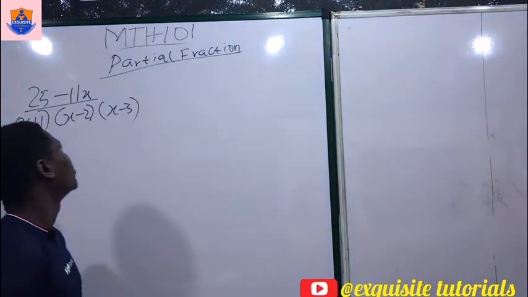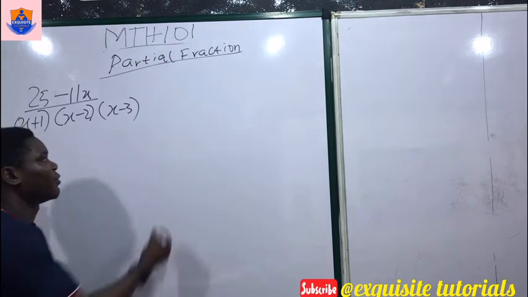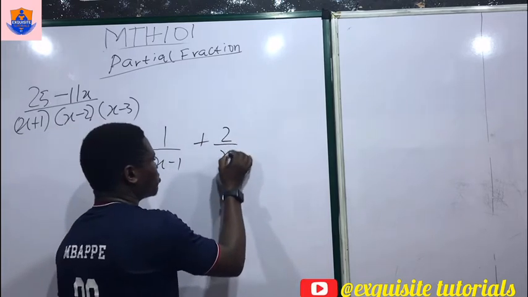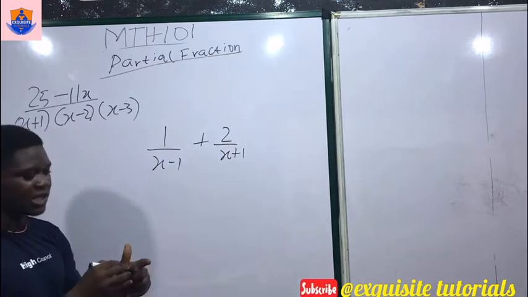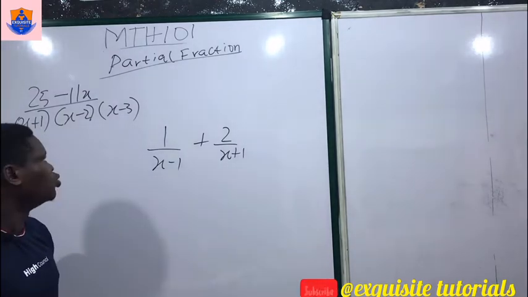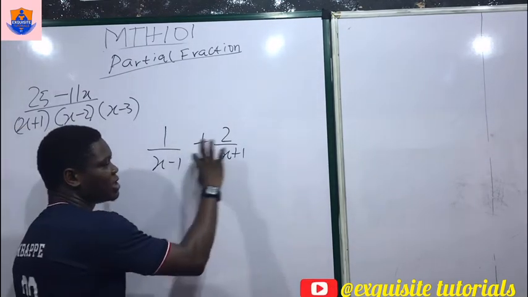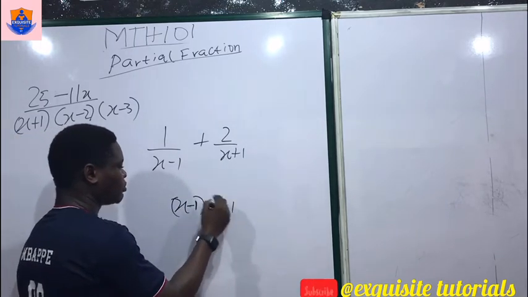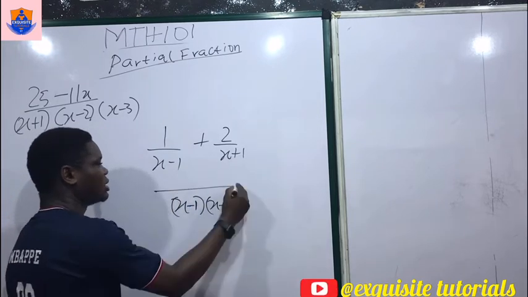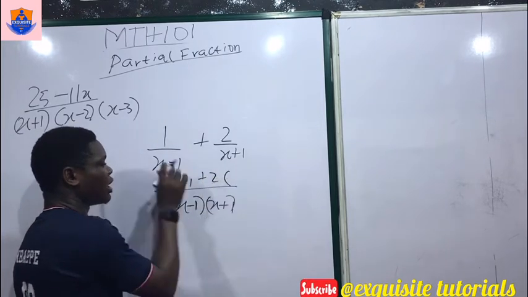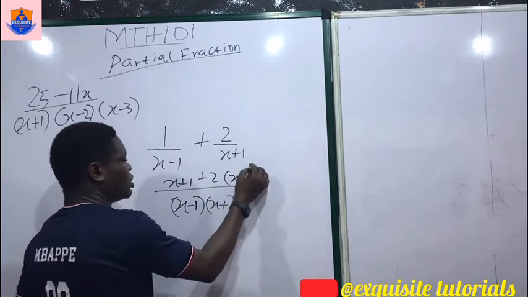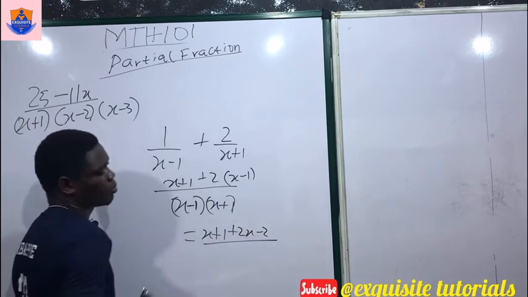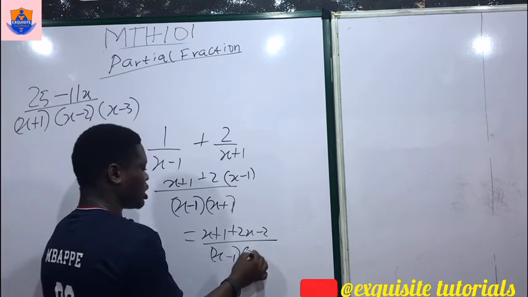Now let's start. What are partial fractions? Suppose you have 1 over x minus 1 plus 2 over x plus 1 and you are asked to simplify this expression. What would you do? First of all, you would find the LCM, then you will get x minus 1, x plus 1. Then you will say this comes to this side, x plus 1 plus 2 brackets. This goes here. Now when you open the bracket, you get x plus 1 plus 2x minus 2 all over x minus 1, x plus 1.